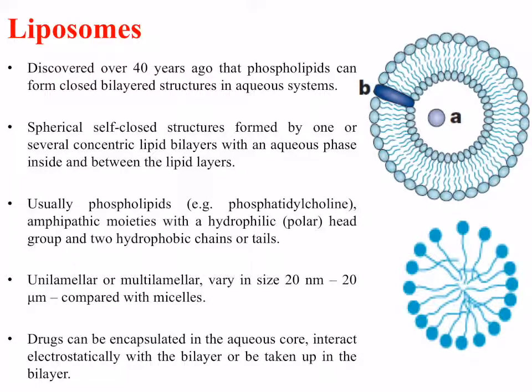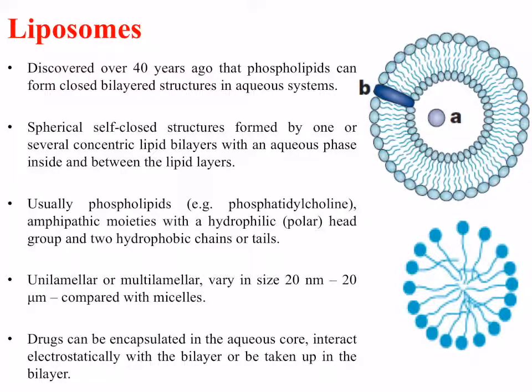The final polymer that we're going to discuss is something called liposomes. And liposomes have been known about for a long time. They were discovered over 40 years ago, and they're phospholipids that form a bilayer structure in aqueous systems. So in the diagram on the right, you can see at the top you have a liposome, and on the bottom right you have a micelle.